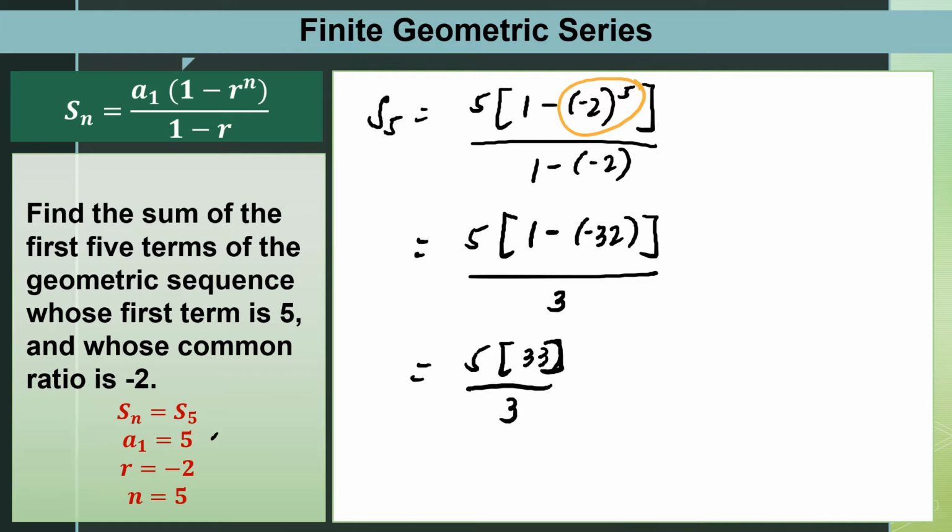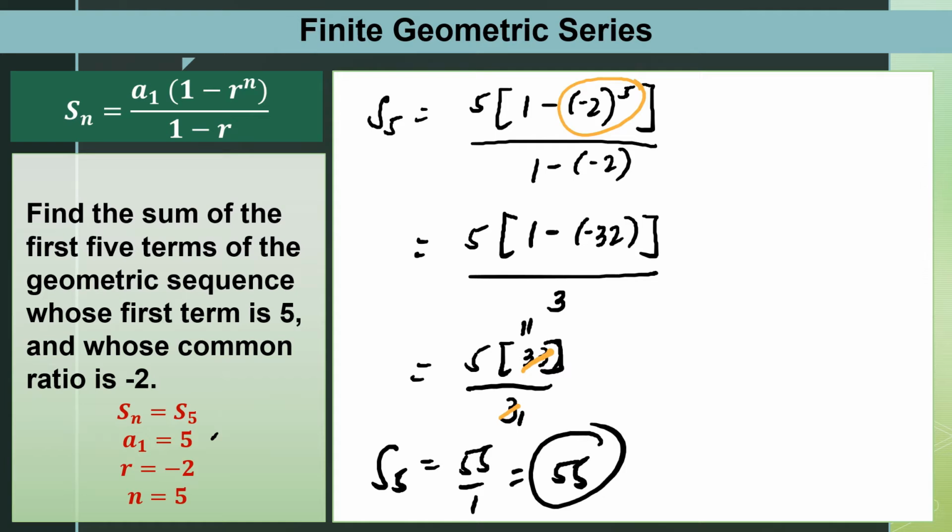all over 3. Bago ulit tayo mag-multiply, tingnan muna natin kung meron tayong makukuhang common factor sa numerator at denominator. Ang 3 at 33 ay parehong divisible by 3, so pwede natin silang i-divide. 33 divided by 3 is 11, and 3 divided by 3 is 1. Kaya meron na lang tayong 5 times 11 is 55 over 1, which is equal to 55. At yan ang ating S sub 5. Ibig sabihin, pag in-add natin ang first 5 terms ng ating sequence, ang kalalabasan ay +55.